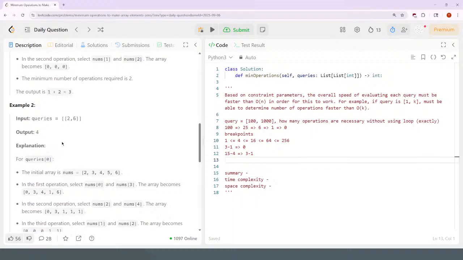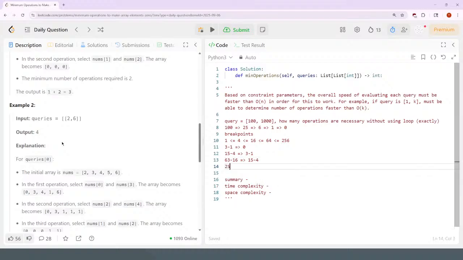So that means 63 to 16 goes to 15 to 4, so that takes 3 operations. And then 255 to 64 goes to 63 to 16. So in this range, it is one more operation.